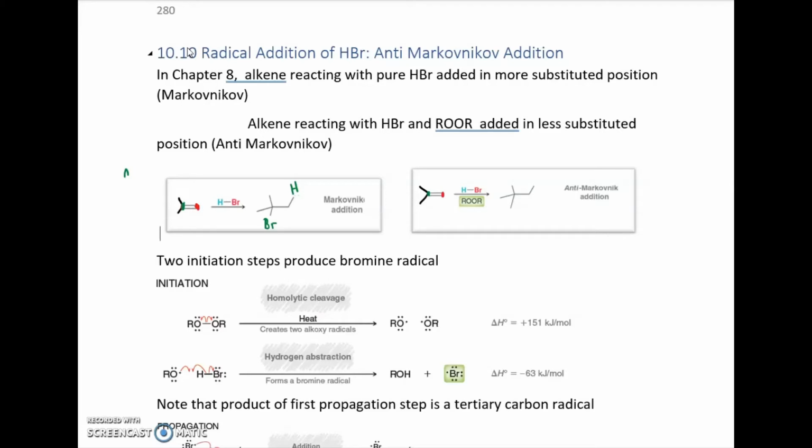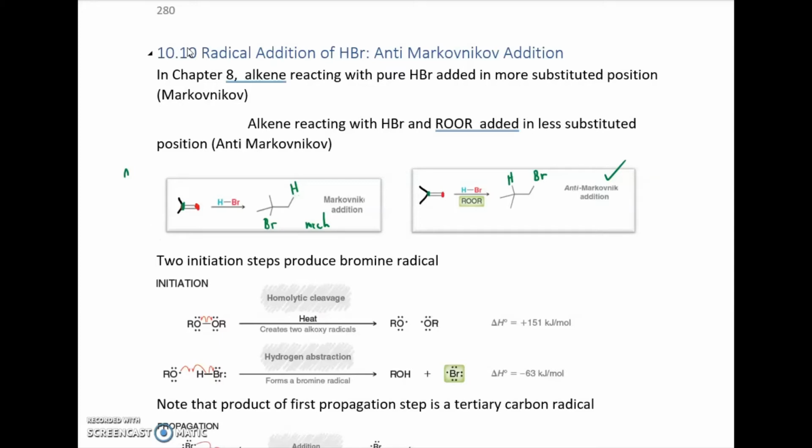We also had a reaction, and we explained the mechanism for this one. We also had a reaction where we had hydrogen bromide, but we added peroxide to it. And we found that when we did this, we added the bromine to the less substituted position, and the hydrogen went on the more substituted carbon. Just the reverse. And so now it's time to look at what the mechanism is for this anti-Markovnikov addition.